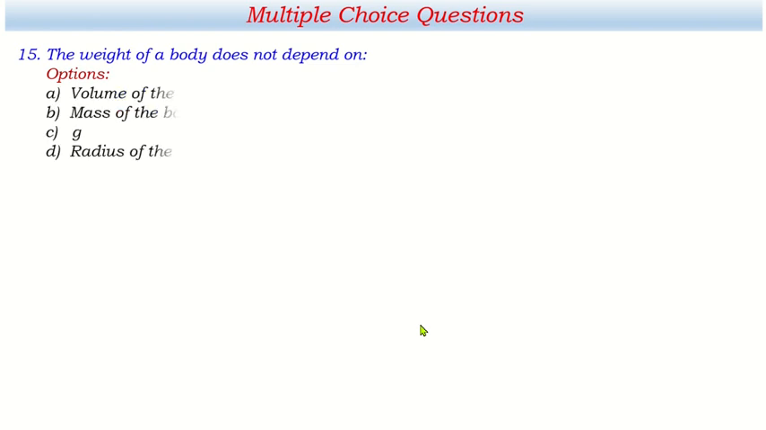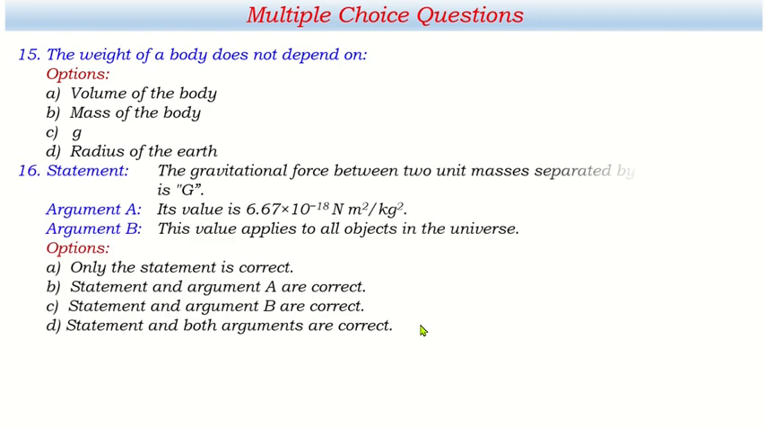Okay, let's have another set. The weight of a body does not depend on, what are the options? These are the options. And again we have the statement and arguments A and B. Looking at all these, we have to find the correct option.